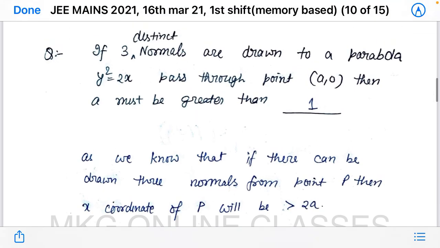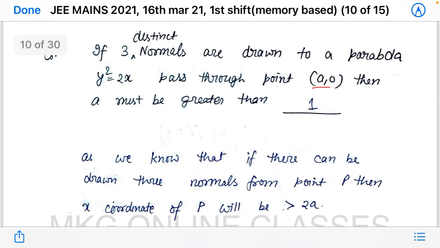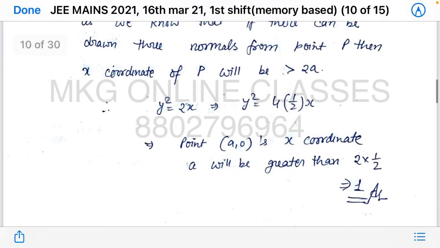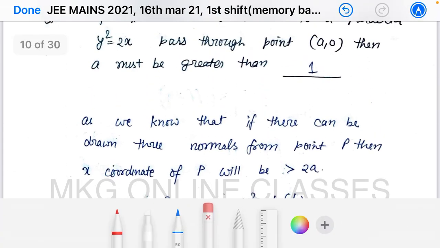And in the question, what is the x coordinate of P? (a, 0). So a is the x coordinate of P. So the x coordinate of P, that is a, should be greater than 1. So the answer for this question will be 1. I hope this should be clear to everyone.